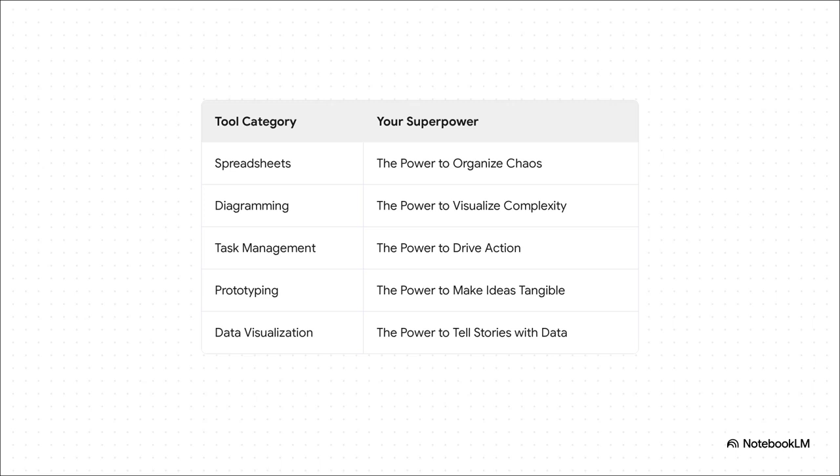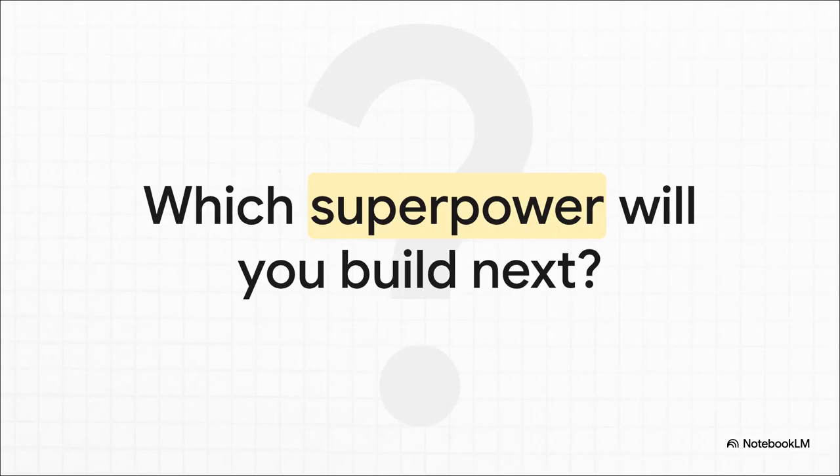From there, you're driving action with task managers, and you're making abstract ideas tangible with prototypes. And finally, when it's all live, you're telling powerful stories with data to prove its value. Each step builds on the last, giving you a complete strategic toolkit. Each of these tools unlocks a totally new capability, a new way for you to add value. So, the only real question left is, now that you've seen the whole toolkit, which superpower are you going to build next?